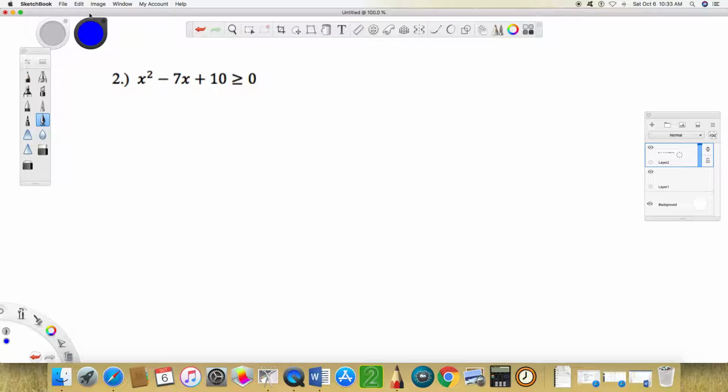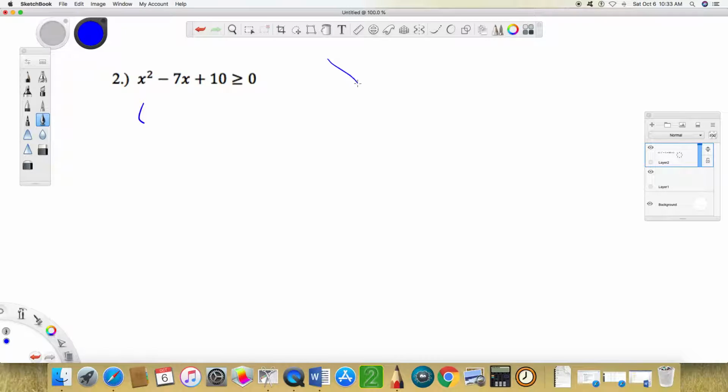We have a quadratic inequality. Let's solve it two ways. We'll solve it algebraically with a table, and then we'll solve it with analytic geometry by looking at the graph. In either case, we want to factor this with a leading coefficient of 1.